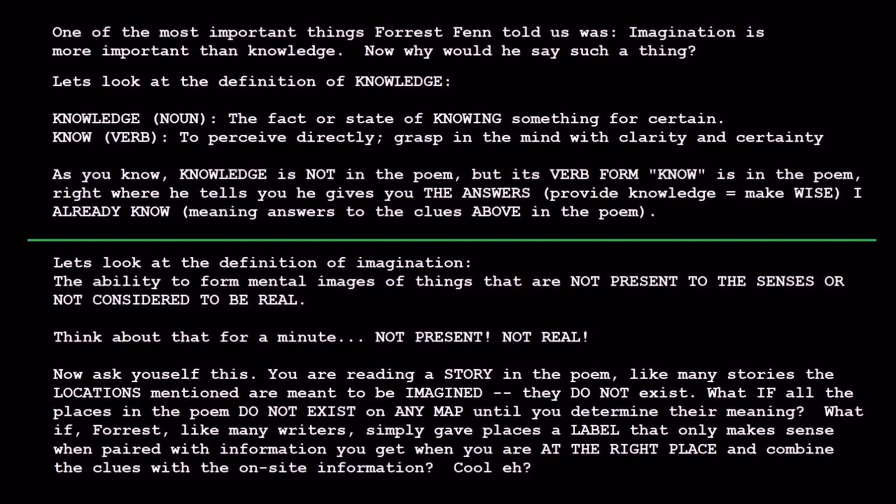Everybody knows that the poem is vague, but what happens if you correctly solve the clues and then when you go to the correct place to begin it, everything just fits into place? Okay. And you'll understand what the labels mean. They'll make sense, even though you're not going to find any place on a map named Home of Brown.